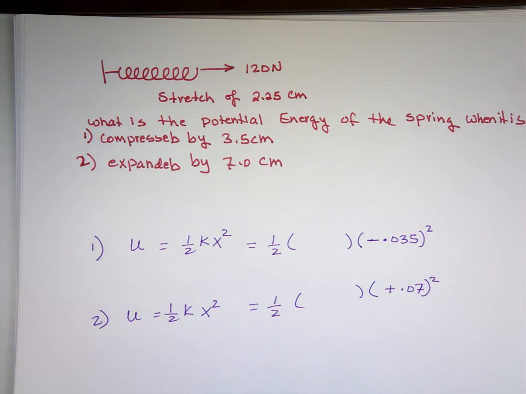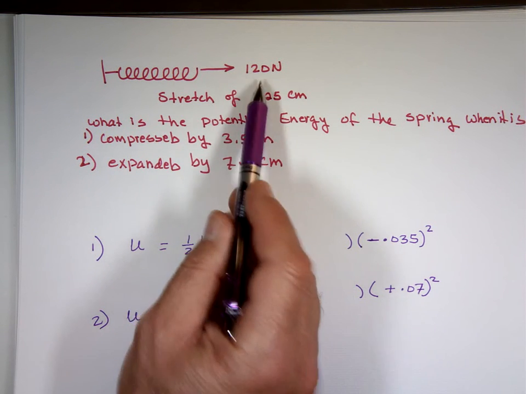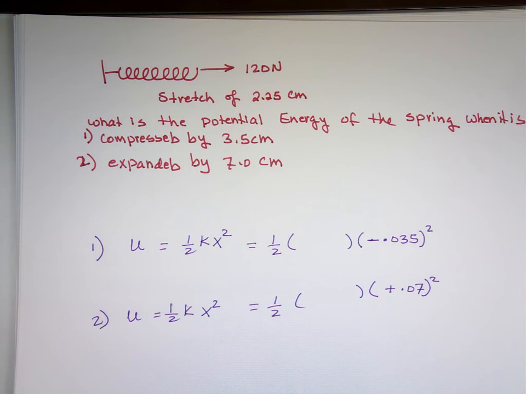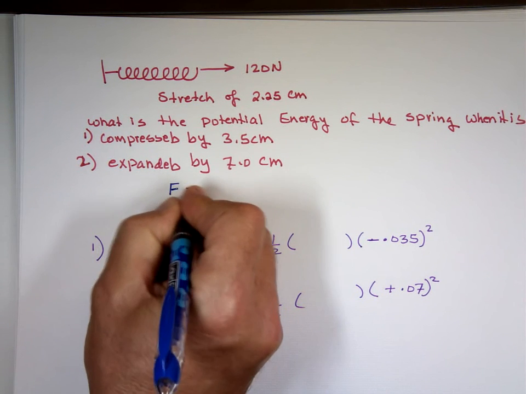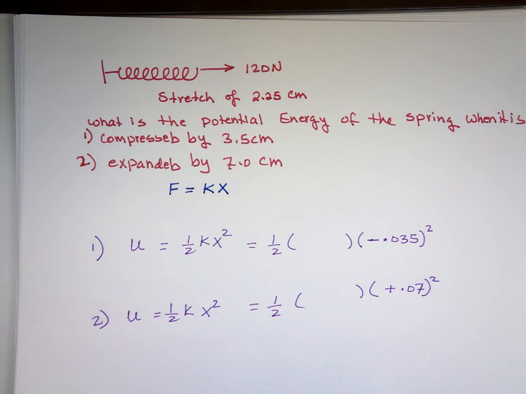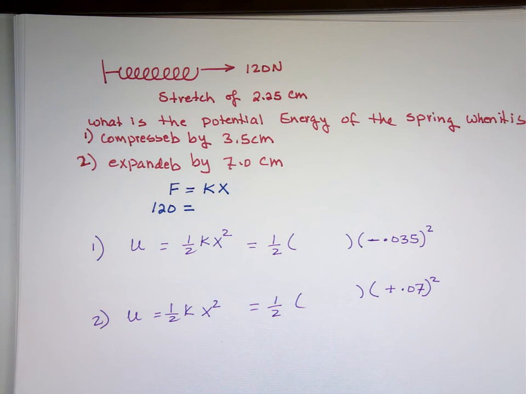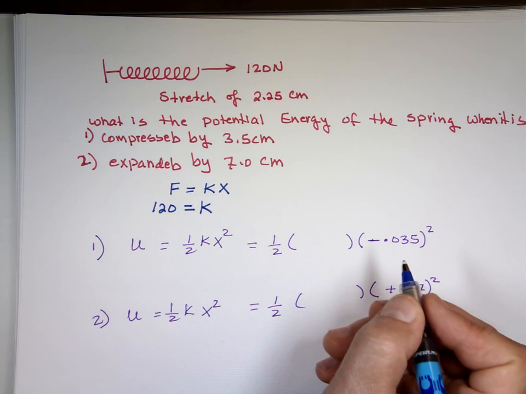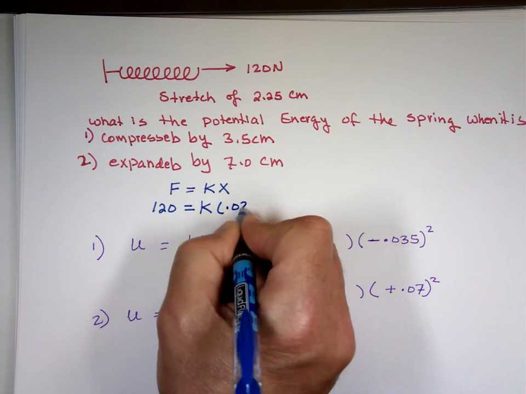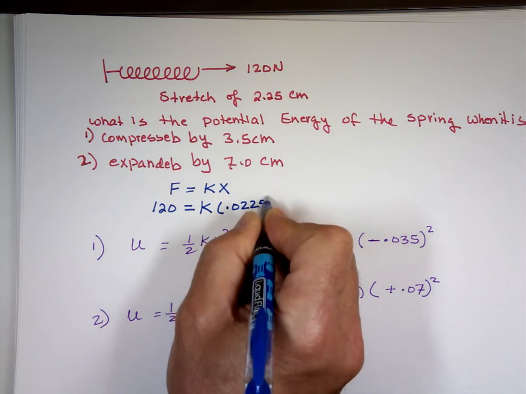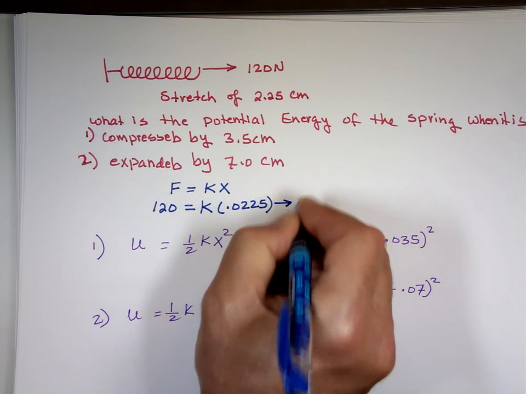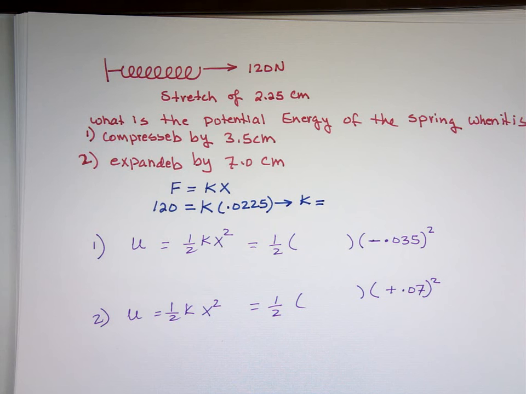Well, they gave us this force and they gave us that distance. There must be a reason for them. What's the significance of that? What is the equation for F for a spring? Isn't F equals k times x? Do we know what F is? 120. Do we know what k is? No. Do we know what x is? 0.0225. Can we find k? 120 divided by 0.0225 is 5333.